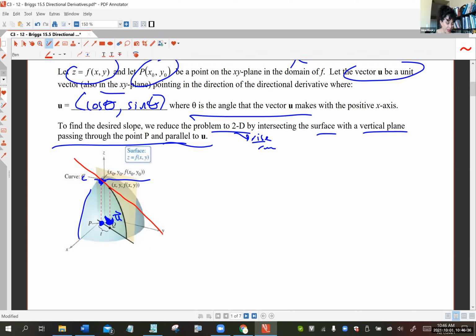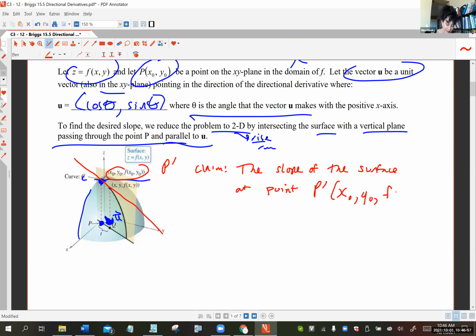So here's our claim: the slope of the surface at the point, and we'll call this point on the surface P prime, because it's associated with P, which has coordinates x naught, y naught, f evaluated at x naught, y naught for its z coordinate, in the direction of the vector u is defined as the slope of the curve C at that point.